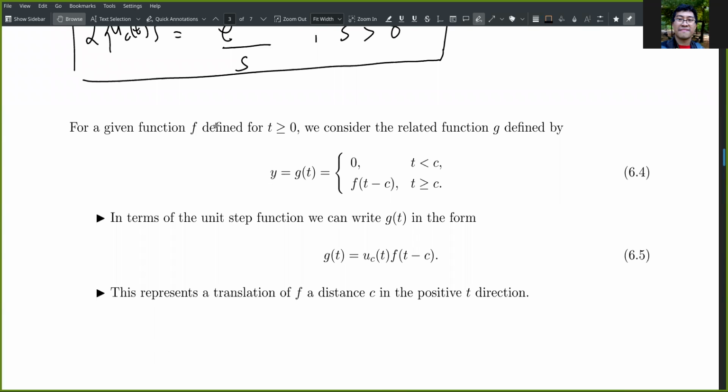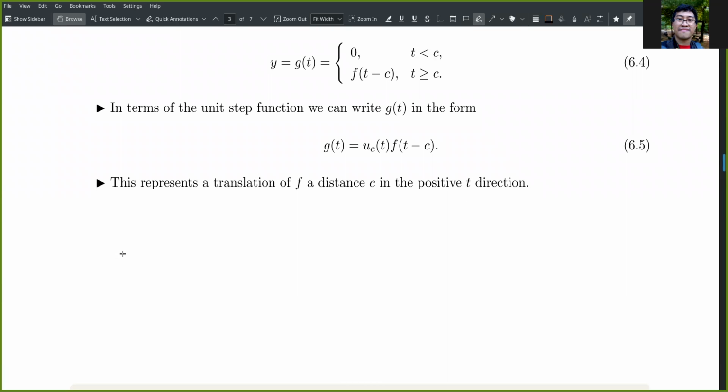For a given function f defined for t greater than or equal to 0, we consider the related function g given by this. It's 0 for t less than c, and it's f(t minus c) for t greater or equal to c. In terms of the unit step function, we can write g(t) as u_c times f(t minus c). This represents a translation of f, a distance c in the positive direction.